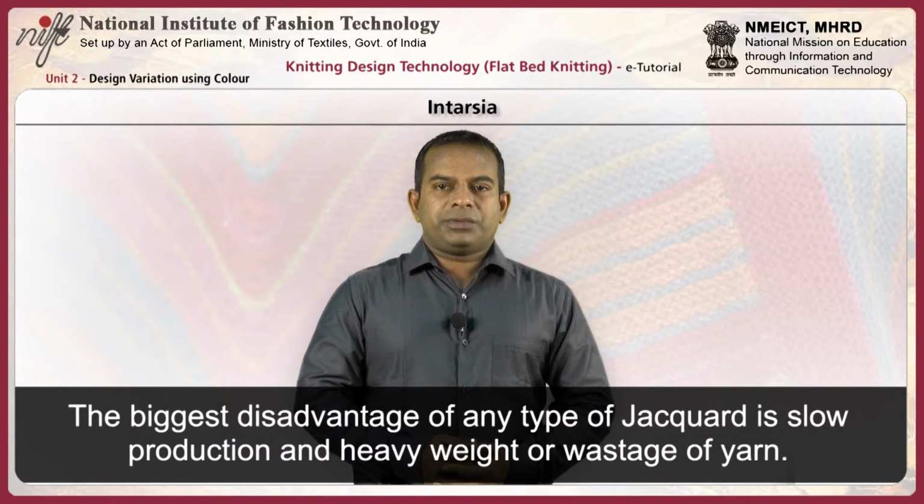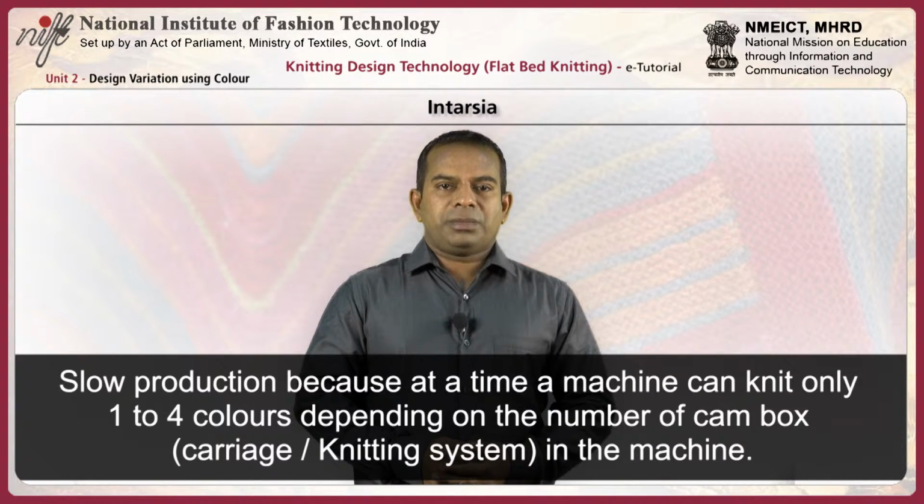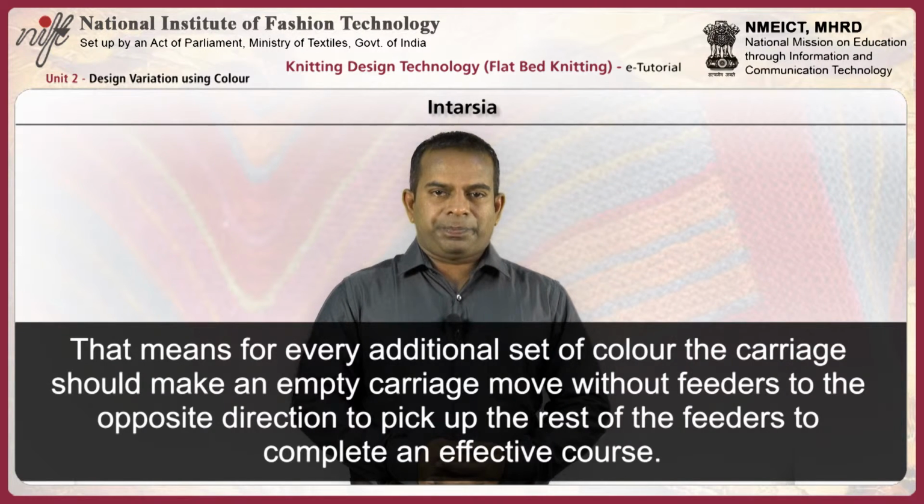The biggest disadvantages of any type of jacquard are slow production, added weight and wastage of yarn. Slow production because at a time a machine can knit only 1 to 4 colors depending on the number of knitting systems in the machine. That means for every additional set of colors the carriage should make an empty carriage move without feeders to the opposite direction to pick up the rest of the feeders to complete an effective course.